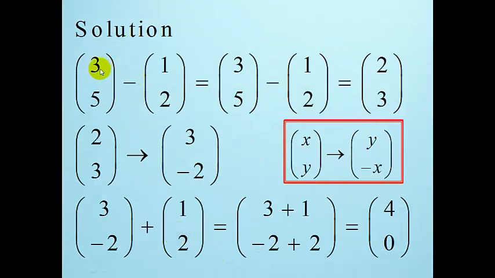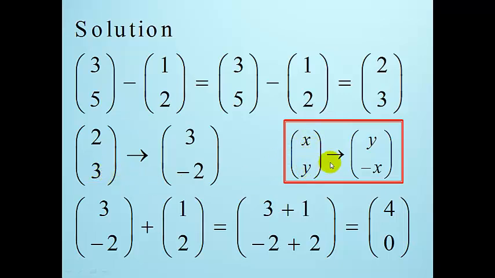Solution: we are given the point (3, 5) to rotate through 90 degrees clockwise about the point (1, 2). The first thing you have to do is subtract the point from the coordinate of A given. So (3, 5) minus (1, 2): 3 minus 1 is equal to 2, and 5 minus 2 is equal to 3. That means that when you subtract the point (1, 2) from the coordinate of A, that is (3, 5), the result is (2, 3).